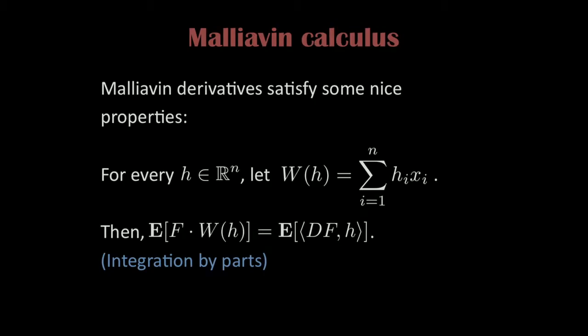It's a calculus, so lots of nice properties hold good. For example, let h be a vector in R^n, and let W(h) denote the Gaussian random variable in the direction of h, so it's just the summation of h_i x_i. Then you can very easily prove that the expectation of f times W(h), where f is some random variable in this Gaussian space, equals the expectation of the inner product of Df with h. Note that Df is a random variable, so it makes sense to take expectations.